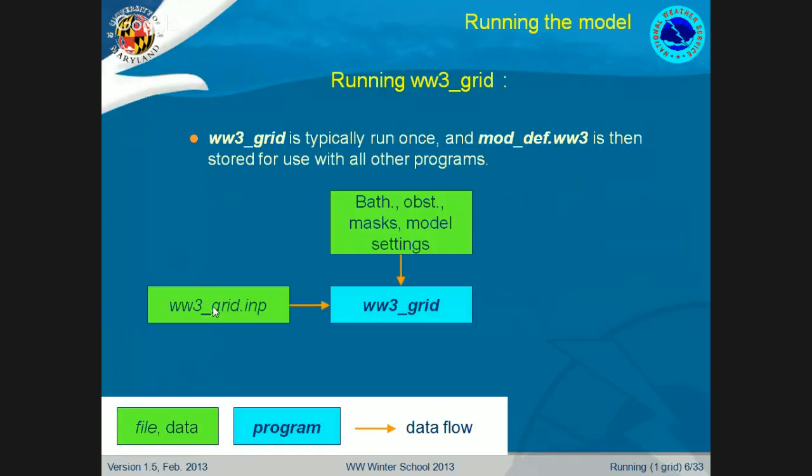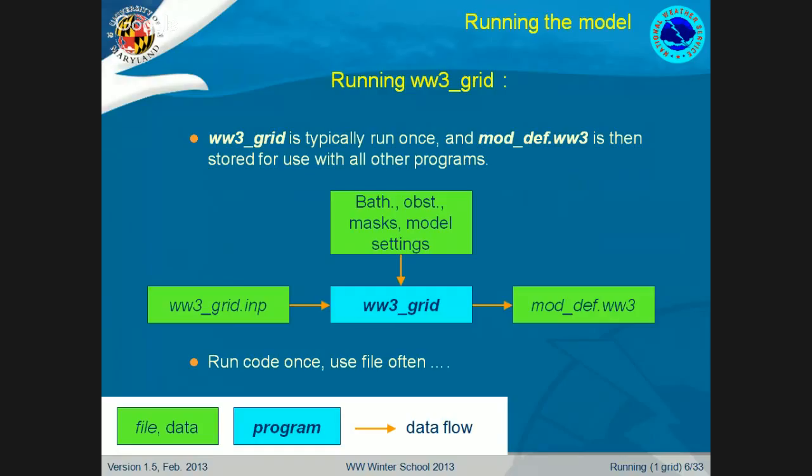And then so these bathymetry, obstructions and masks can be stored in this file, or they can be separate files, and then it's all combined in W3 grid, and you get the output with ModDef W3. So that's the first step. It's just defining the model configuration. And you don't have to do it for every run. You do it once, and then you can repeat. You can use this ModDef for all the other runs.